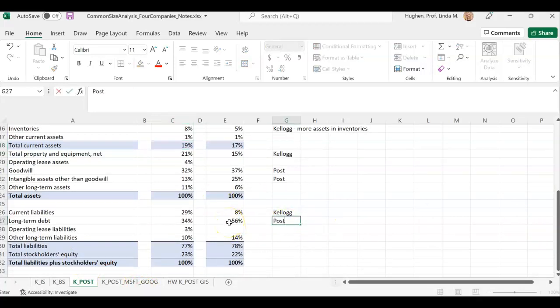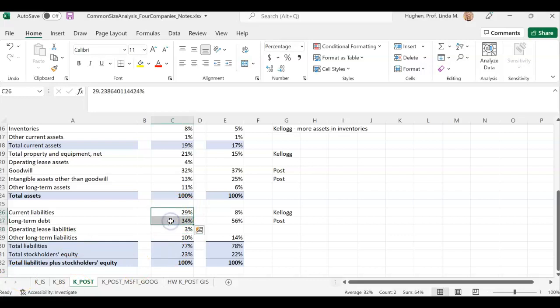Long-term debt, we see that Post uses significantly more financing in debt than they do equity. We should see the opposite of this. We should see stockholders' equity be quite a bit higher. Actually, we don't. The reason for that is that because Kellogg is using so much of its financing in current liabilities, they have almost the same exact amount of equity, but Kellogg uses much more current liabilities and Post uses much more long-term debt. So Kellogg just needs to be able to make sure that they have enough cash available to pay that off next year. And Post needs to make sure that it's not tied to too much long-term interest expense, that it's going to be able to pay that off in the future.